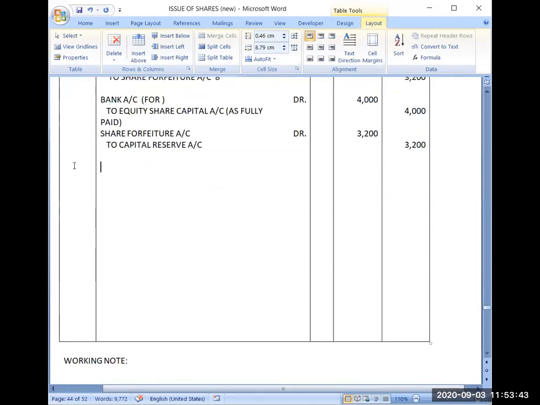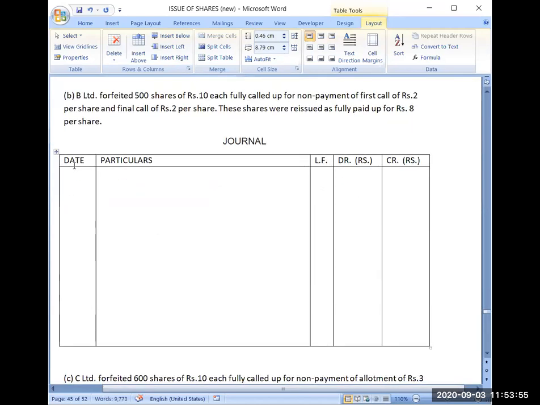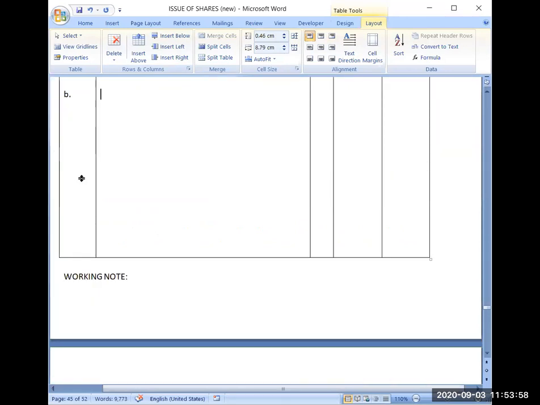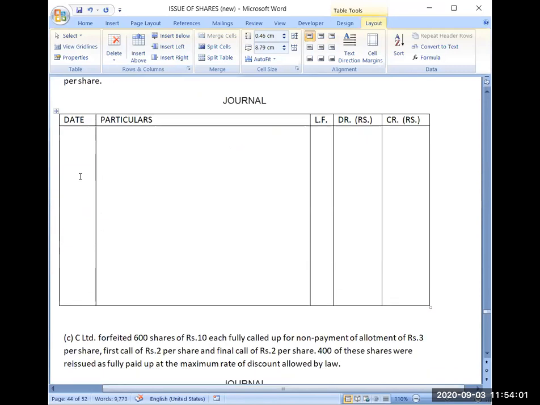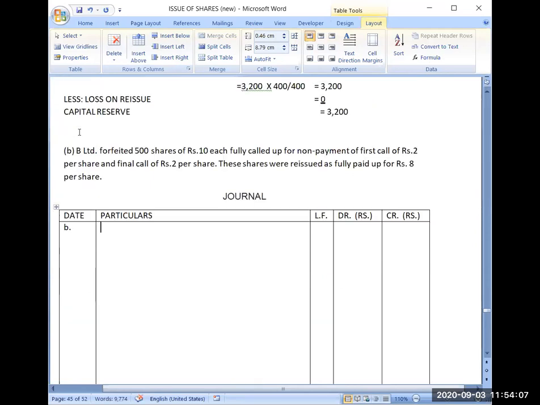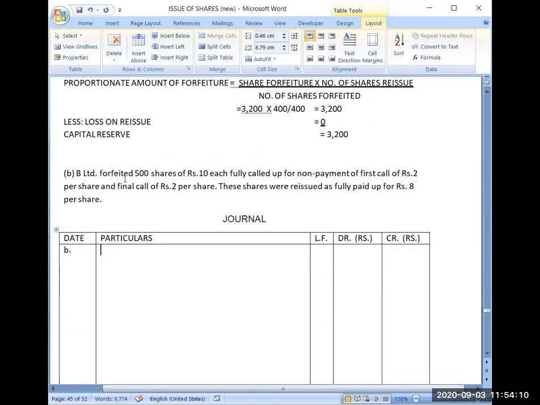Okay, now coming to the B part. Okay, B we will do here. Now see this question. B Limited forfeited 500 shares of rupees 10 each, fully called up, for non-payment of first call of rupees 2 per share and final call of rupees 2 per share. So now I am doing this entry. You can send your answers also.